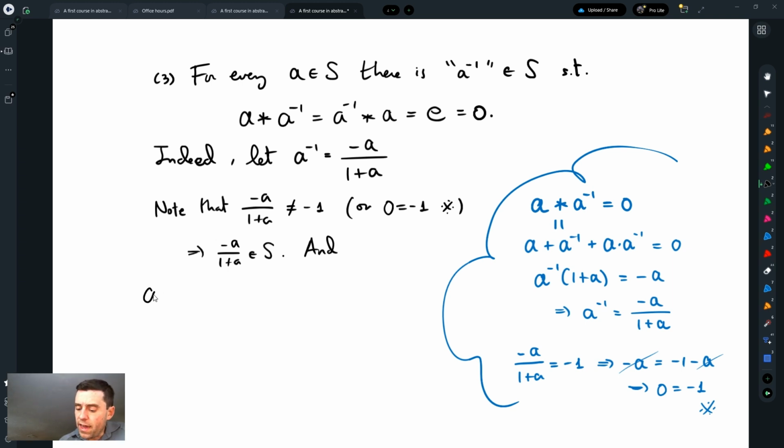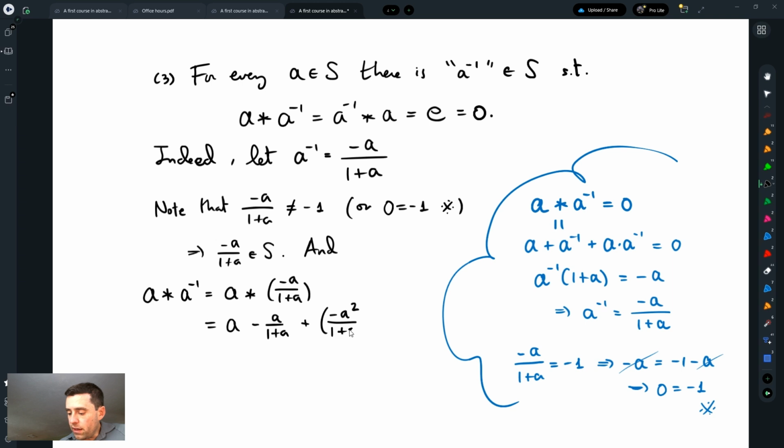So let's multiply A times A inverse with star. That will be A star minus A over 1 plus A. That is A plus minus A over 1 plus A plus the product of A and this. So I get minus A squared over 1 plus A.